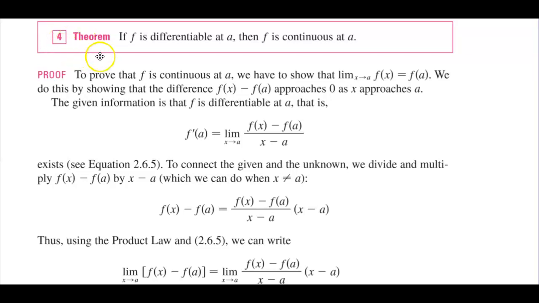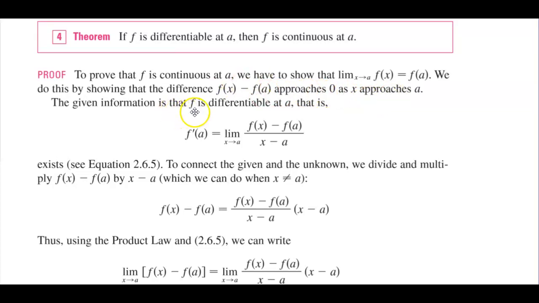Theorem 4: if f is differentiable at a, then f is continuous at a. Now, to prove that f is continuous at a, we have to show that the limit as x approaches a of f of x is equal to f of a. We do this by showing the difference f of x minus f of a approaches 0 as x approaches a.